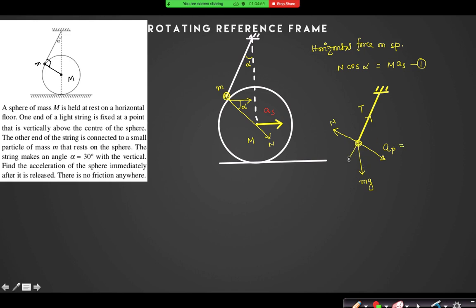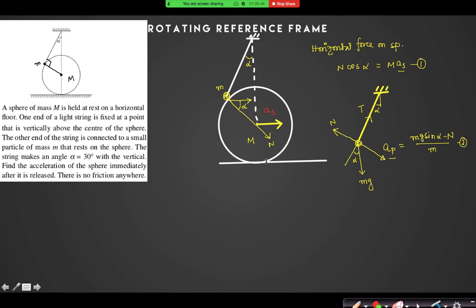And what is the value of this tangential acceleration? If this angle is alpha, then it is (mg sin alpha minus N) divided by m. Yes or no? Yes, sir. Now we have two equations, but how many unknowns are there? AS, N and AP. So I can form an extra equation by a constraint relation. Can you find a constraint relation for AP and AS?